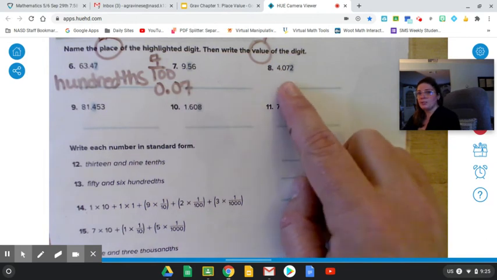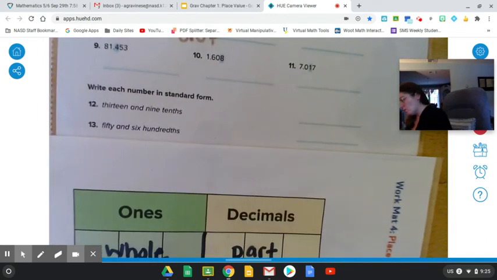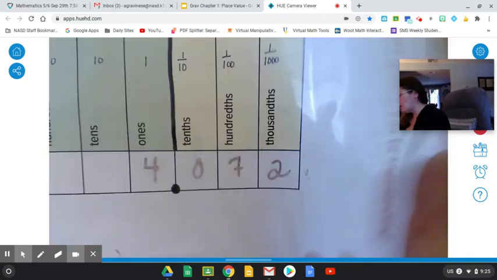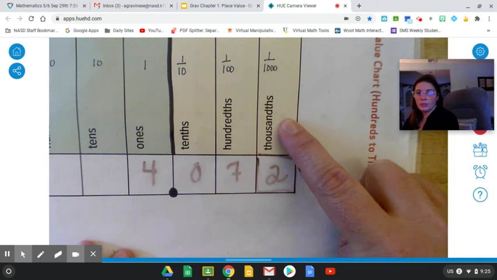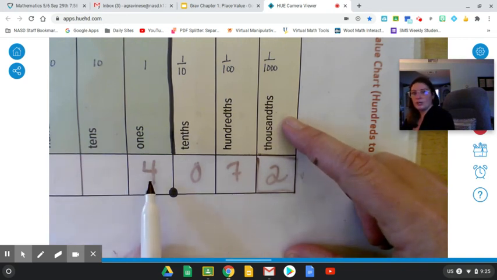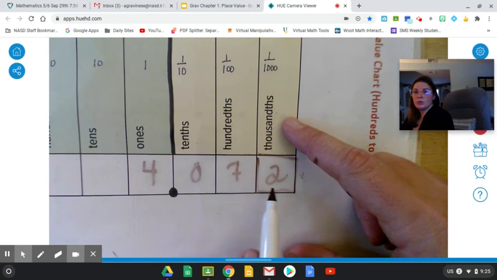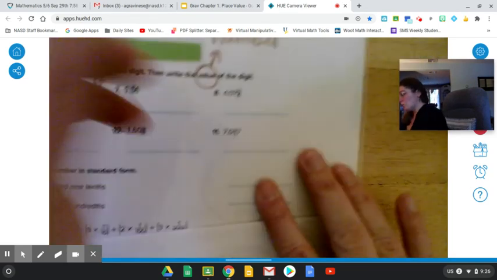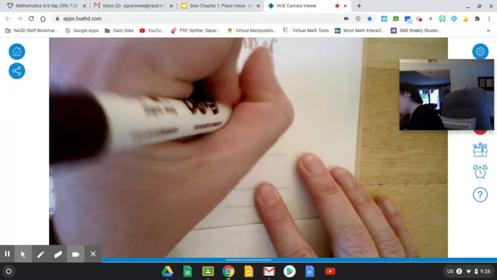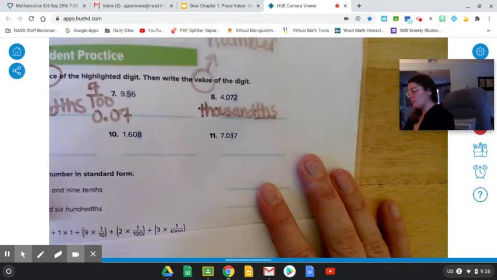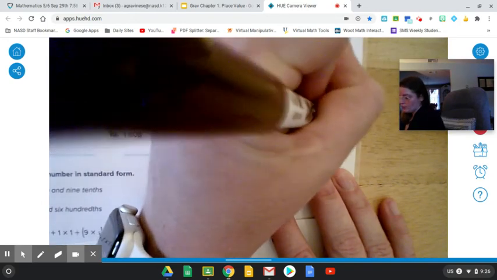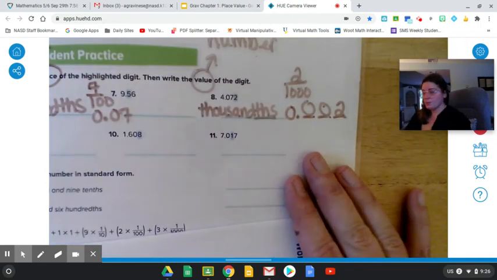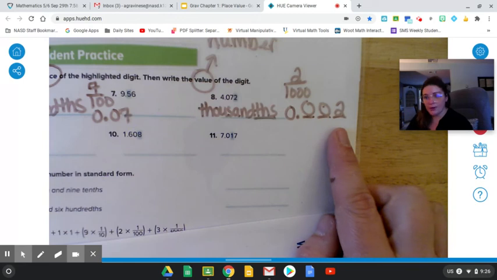Let's do number 8. 4.072. And we are looking at the 2. So the 2 is in the thousandths place. If I were to read this, I read it as 4 and 72 thousandths. So the 2 is in the thousandths place. It's the third number after your decimal point. So what is it worth? 2 1,000ths, or a 2 in the third thousandths place. Remember, thousandths, third.